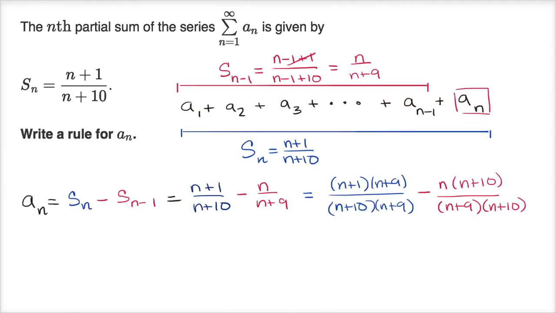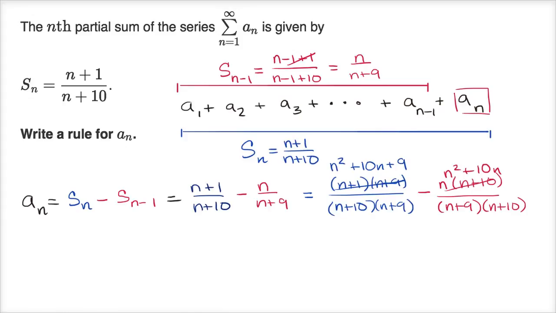So let's see. If we simplify up here, this is n squared plus 10n plus 9. That's that. And then this right over here is n squared plus 10n. We'll be doing that in red color. And remember, we're going to subtract this.